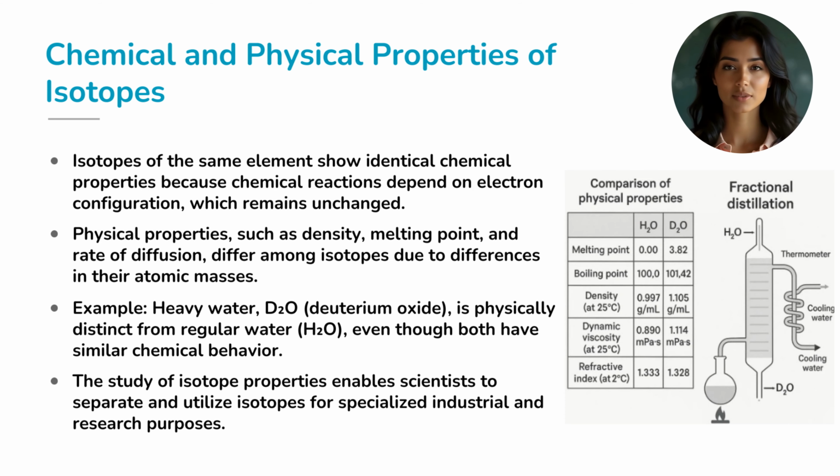Now, here's something truly interesting. Isotopes of the same element have identical chemical properties. Why? Because chemical reactions depend on electrons, and isotopes of an element have the same number and arrangement of electrons. But physical properties like density, melting point, or rate of diffusion can differ among isotopes because of the different atomic masses.